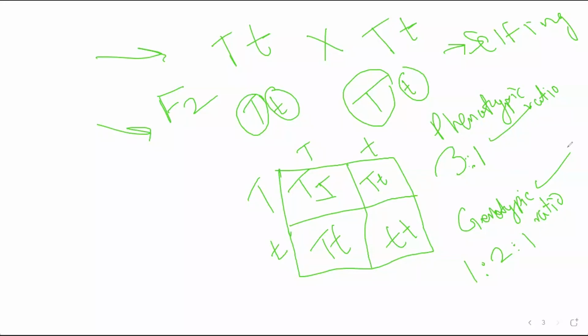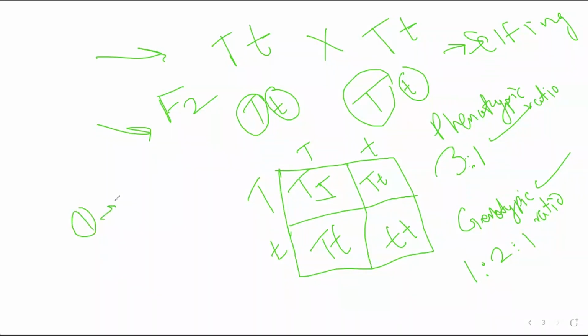And in this F2 generation, we got a phenotypic ratio of 3:1 and a genotypic ratio of 1:2:1. Okay, fine. Now, in this particular cross which I made, I took only one character at a time.